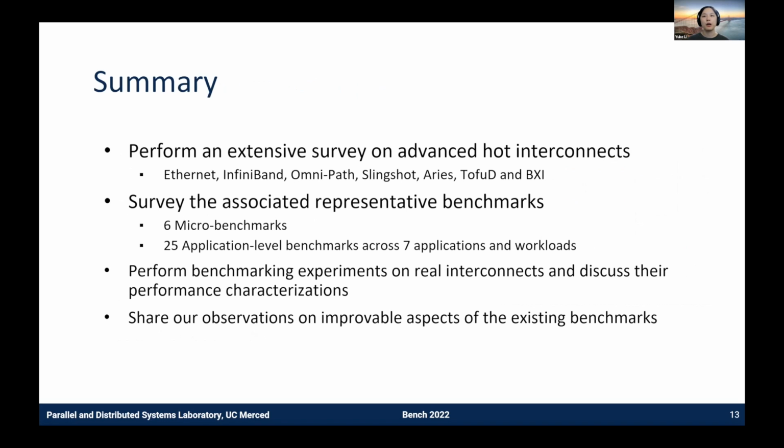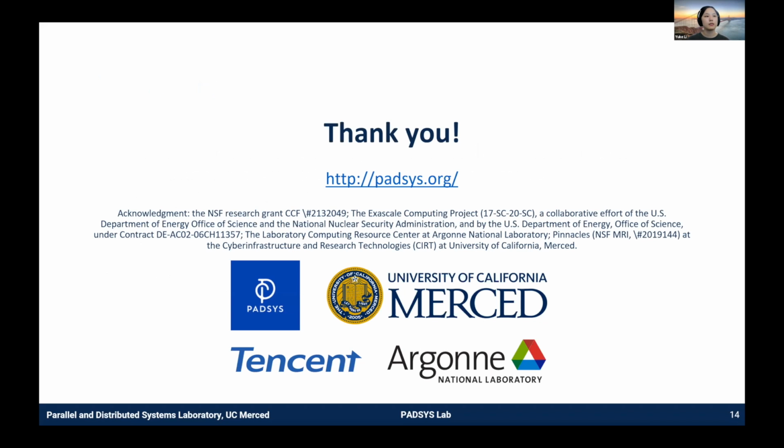Finally, I will summarize what our survey paper did. We performed an extensive survey on advanced hot interconnects and associated representative benchmarks from both micro levels and application levels. Based on that, we picked some well-used benchmarks and performed a set of experiments on real hardware and discussed their performance characterizations. Through our work, we shared our observations on improvable aspects of existing benchmarks to help further benchmark designs. So that is all of my presentation.